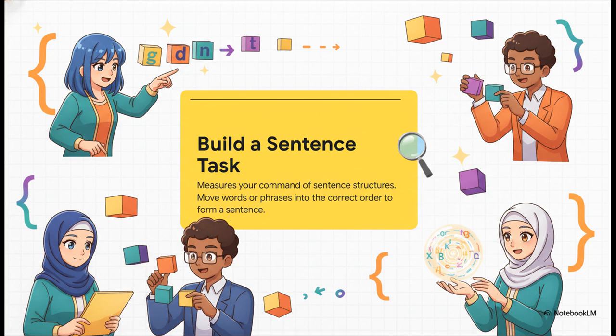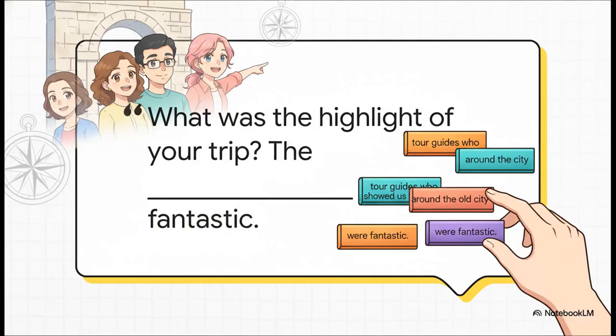You're literally just given a bunch of jumbled up words and phrases, and your one job is to put them in the right order. And here's what that looks like in action. You'd see these words and you'd have to drag and drop them to make a good sentence. The right answer? The tour guides who showed us around the old city were fantastic. See, it's basically a little grammar puzzle.